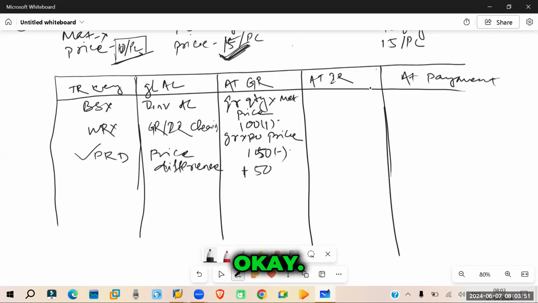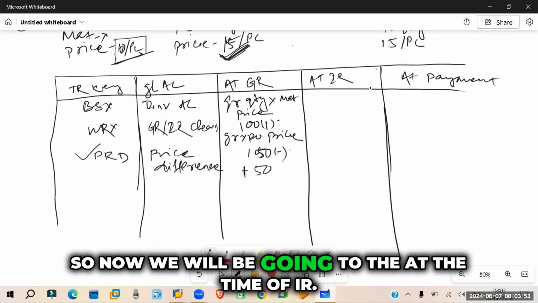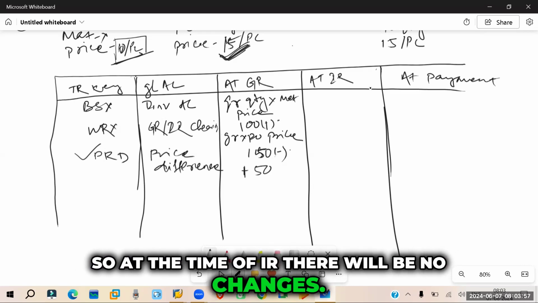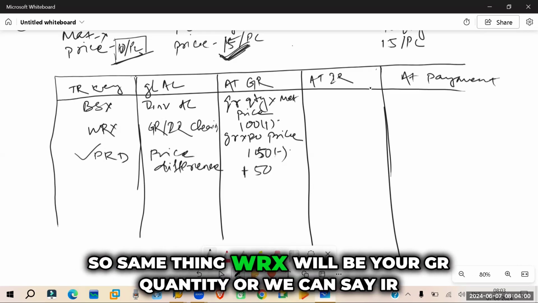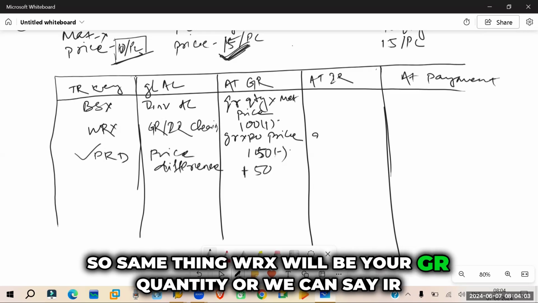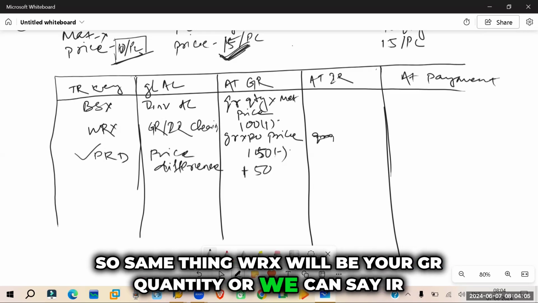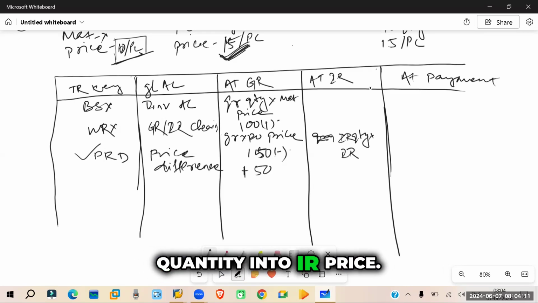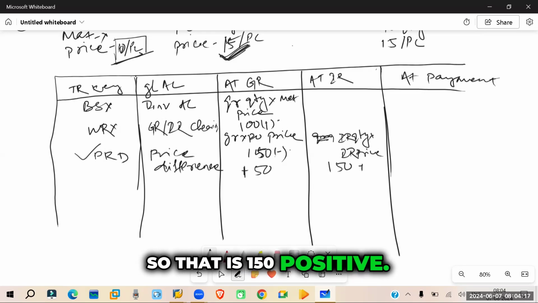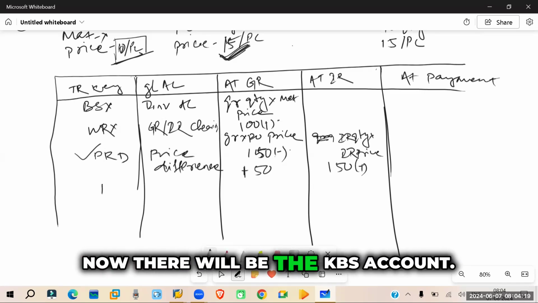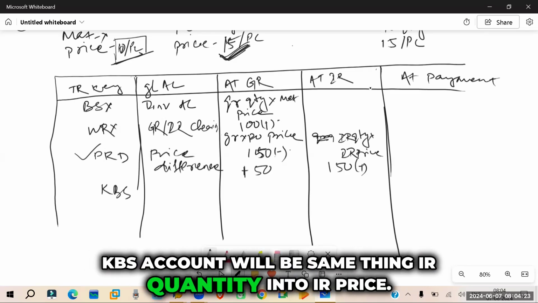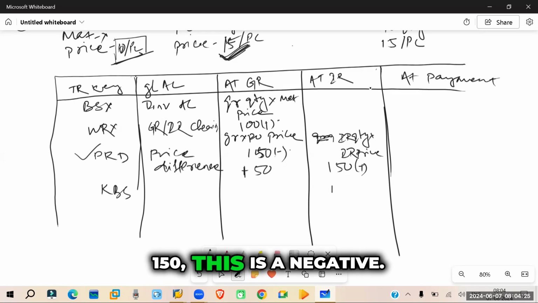Okay, so now we will be going to the time of IR. At the time of IR there will be no changes. Same thing, WRX will be your GR quantity, or we can say IR quantity, into IR price. So that is 150 positive. Now there will be the KBS account. KBS account will be the same thing, IR quantity into IR price, 150.